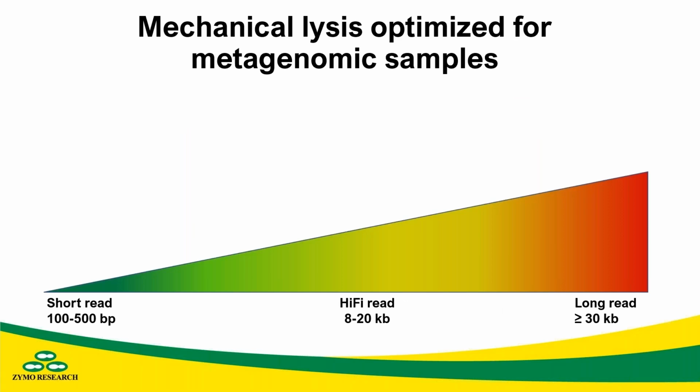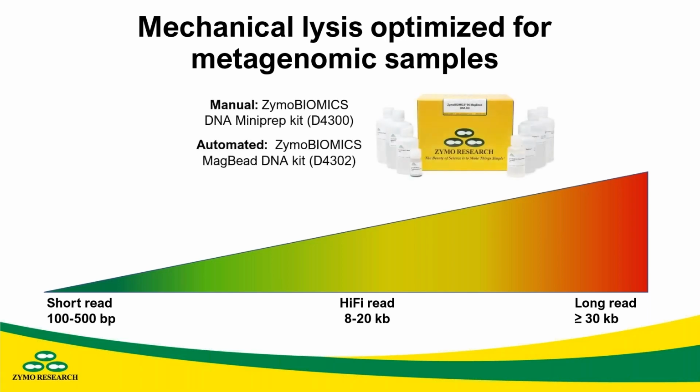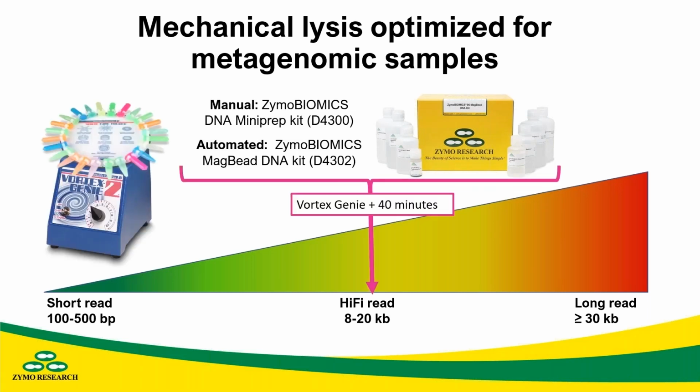Of course, when we're considering long-read metagenomic sequencing, DNA length is critical. And when using mechanical lysis protocols, there has traditionally been a trade-off between efficient lysis and DNA length, which is a major challenge for long-read sequencing. We have both manual and automated kits for DNA isolation, which utilize unbiased mechanical lysis and produce DNA fragments which are of optimal length for HiFi sequencing, within the 8 kb to 20 kb range.